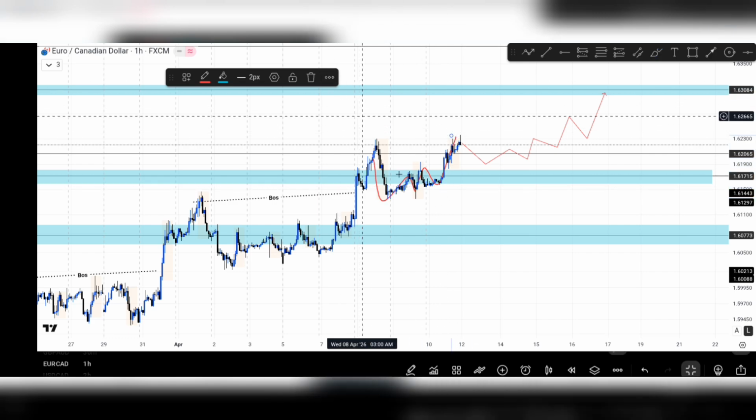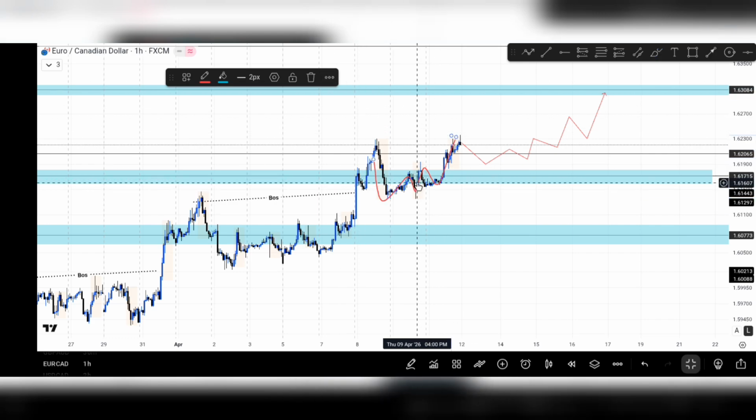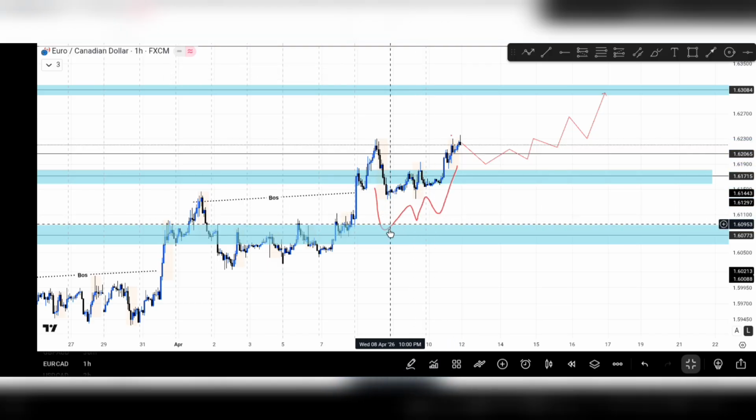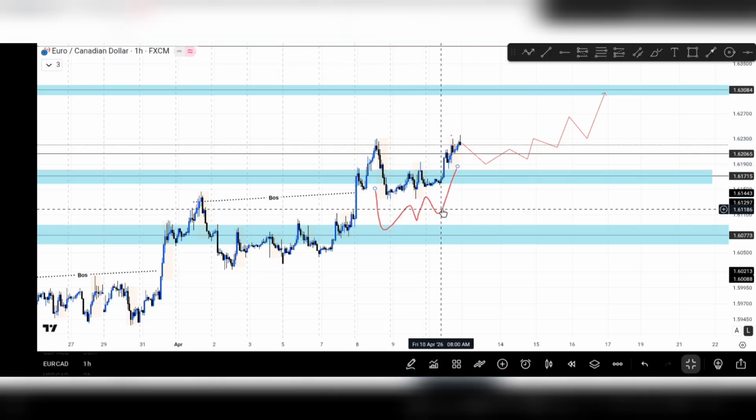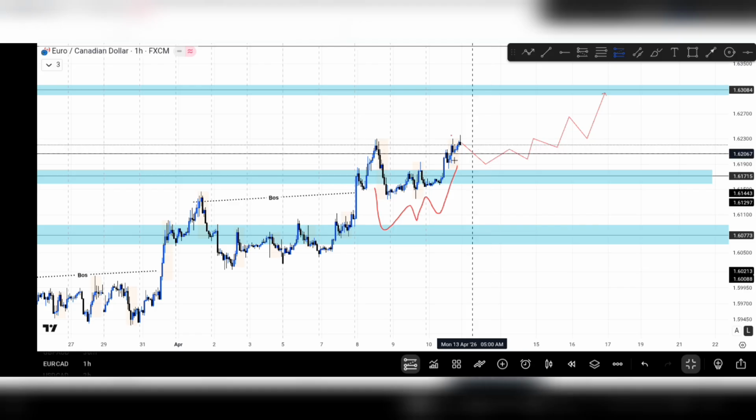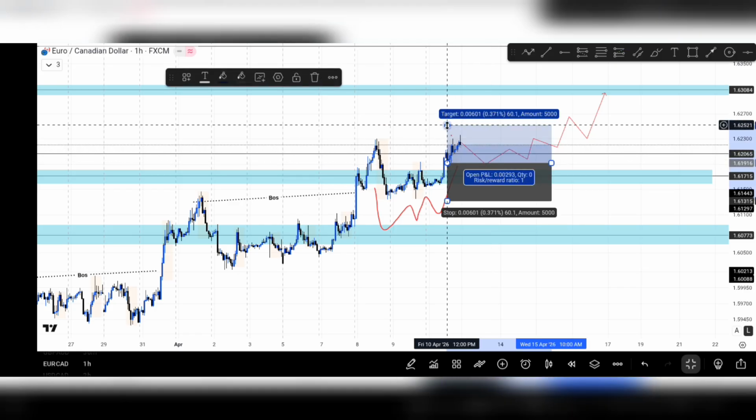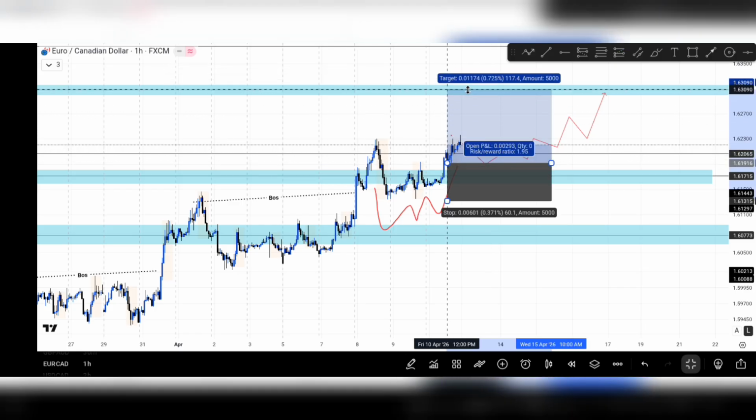This is clearly a head and shoulder pattern. I think I should pick it up for you guys to see. This is the left shoulder, this is the head, and this is the right shoulder. So what I did was just take my entry from this level, and then my TP around this area.